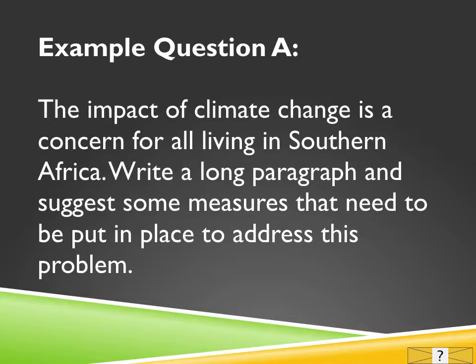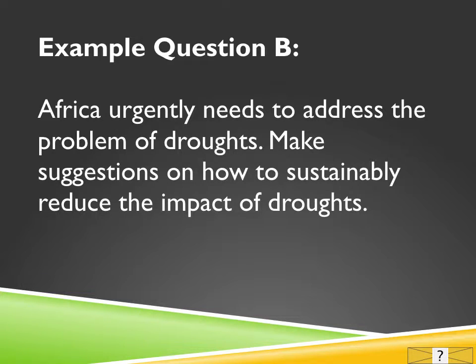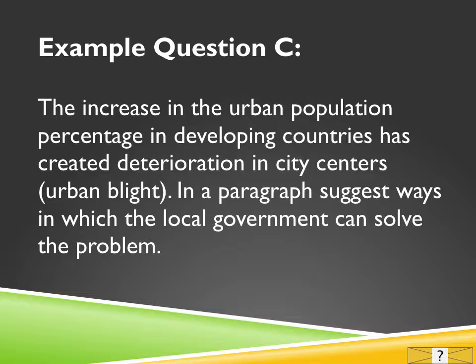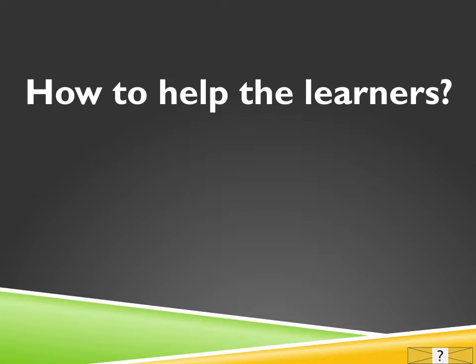In this particular example, learners failed to give the measures to reduce climate change and tend to just give the causes. In the next example, learners tended to list causes of drought and not the impact as the question actually asked. And in the third example, learners struggle to identify what the question is actually asking, and they refer to the solutions in rural areas to prevent rural-urban migration instead of providing solutions for urban blight. Now, how can we help the learners?